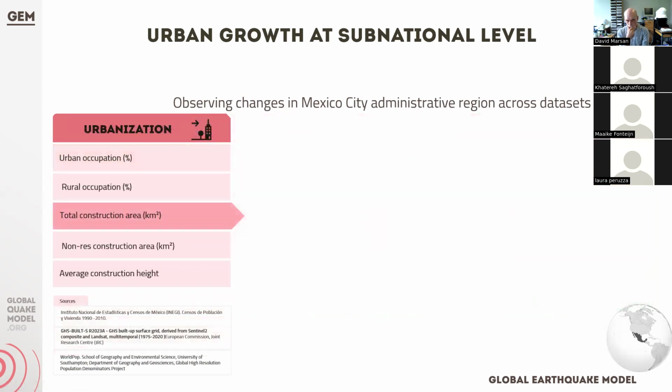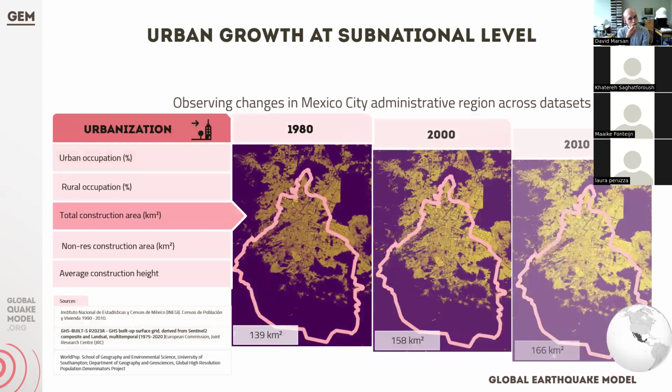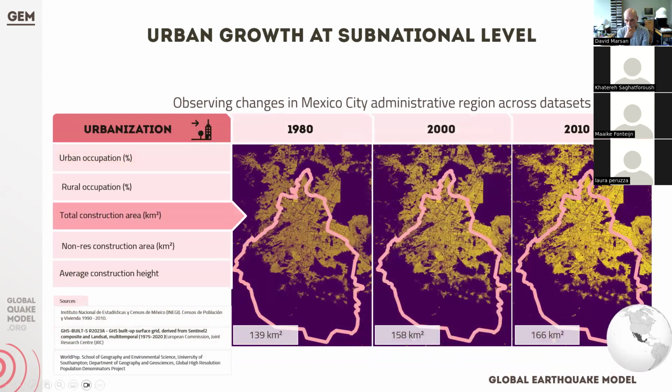And then not just demographic variables, also urbanization variables. So how much was the total constructed area in these 3 points in time? How much of that area was urban? How much was rural? How much of that area was residential? How much was not residential?